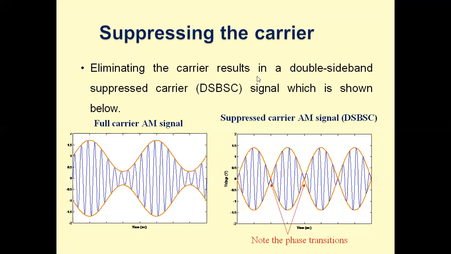So eliminating the carrier results in the double sideband suppressed carrier modulation scheme. The waveform is shown here. You can note that there are phase transitions at the zero crossings of the modulated message signal.